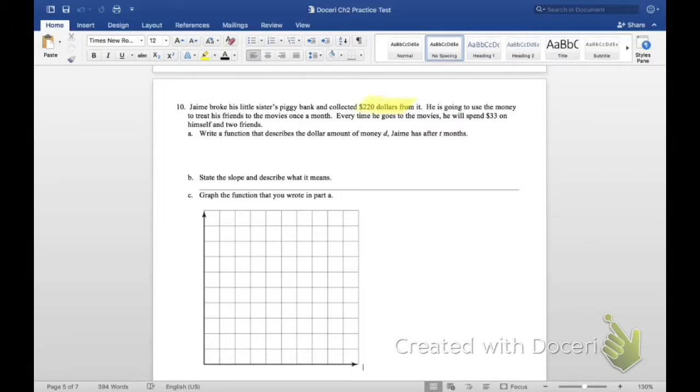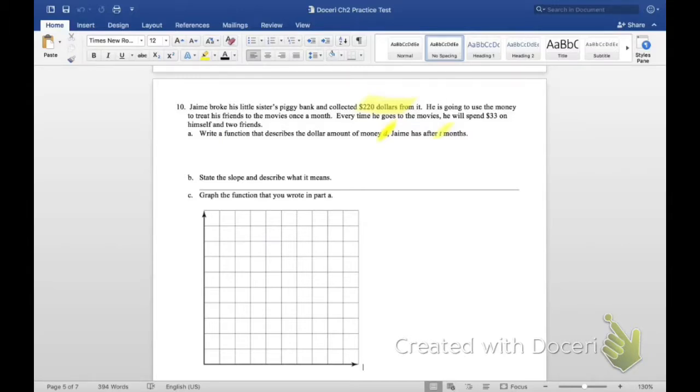Okay, part A. Write a function that describes the dollar amount of money, D, Jaime has after T months. So D is my variable that I'm using for money in dollars, and T is my variable that I'm using for time, specifically in months, right? Time is being measured in months.